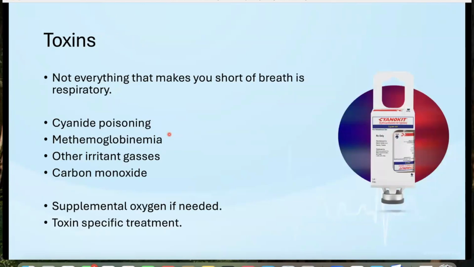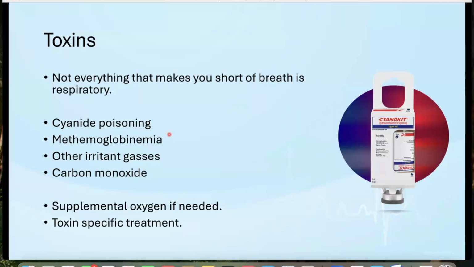Toxins. So I wanted to kind of wrap this up with ensuring that we don't lose sight of the fact that not everything that causes shortness of breath is respiratory. Someone may complain of severe shortness of breath, and it may actually be that they have something else going on, such as a STEMI or one of these toxin ingestions: cyanide poisoning, methemoglobinemia, other irritant gases, carbon monoxide. These are all going to have the same kinds of presentations where the patient is short of breath, feels like they're short of breath. In a couple of these cases, they may even have a completely normal pulse ox.